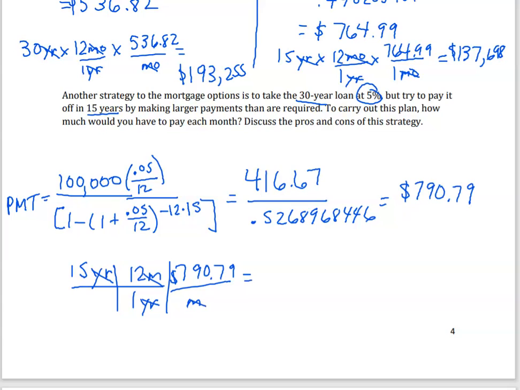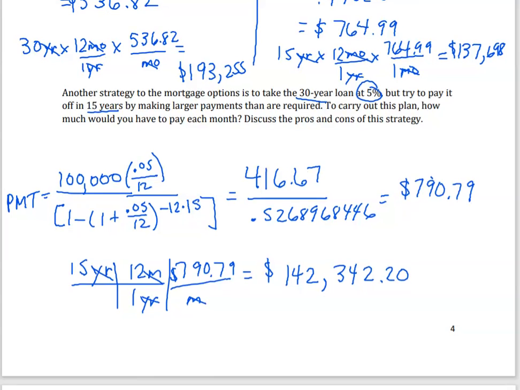Okay, that's going to get us 15 times 12 times 790.79 is going to get me $142,342.20, which is more than this, but way less than that. So not a bad idea. If you're scared you can't bite off that extra $200 a month, this would be a good compromise, but you would have to bite off another $30 extra to be able to cut this payment at the extra 5% interest. So some things you would want to consider.